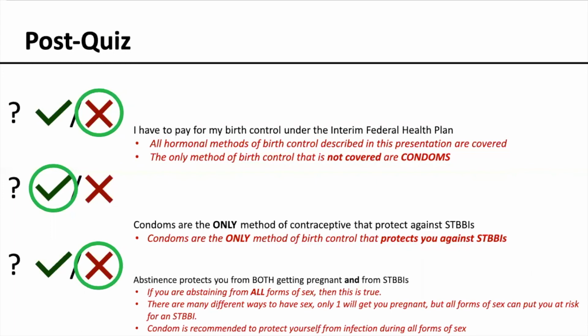However, there are many different ways to have sex. So we're talking oral sex, vaginal sex, and anal sex, for example. Only vaginal sex will get you pregnant, but from all forms of sex, you can get a sexually transmitted infection or a bloodborne infection. Therefore, we recommend that you wear the condom to protect you from infection during all forms of sex.